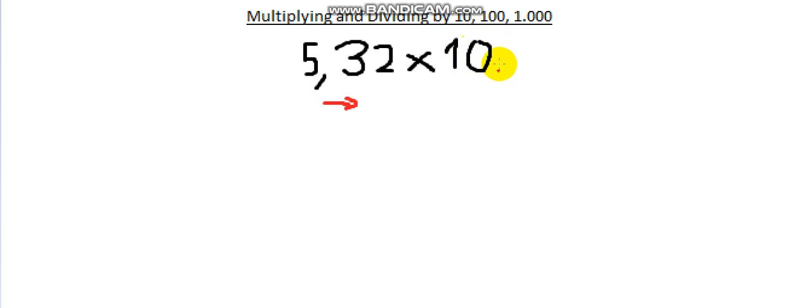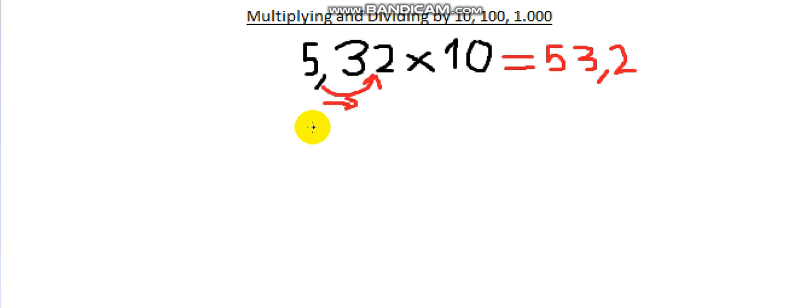If it has one 0, it goes one place to the right. So it would go here, between the 3 and the 2. And so my result would be 5 and 3 point and the 2, so 53.2.